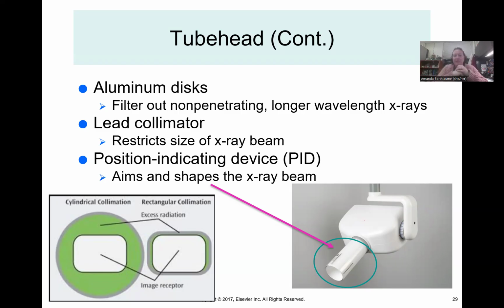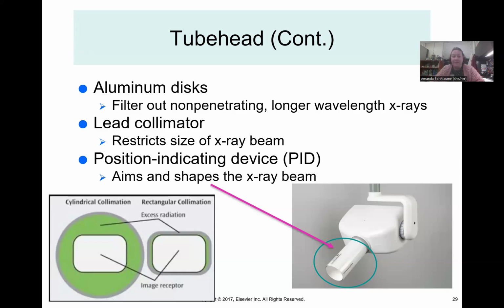The collimator restricts the size of the X-ray beam, right? So making it intense. And the PID aims and shapes the X-ray beam. So we're literally putting in a sensor, and we'll talk about that, and then using this while it's on the tube head, lining up the PID. And when we hit the exposure button, the electricity turns into radiation and captures the density of the teeth on the sensor.